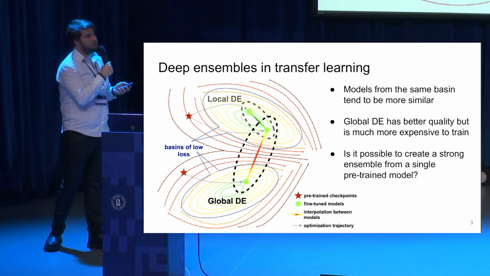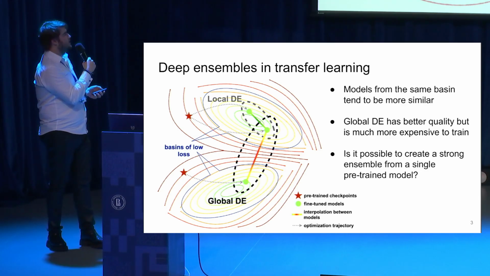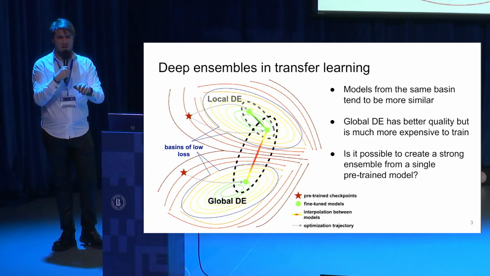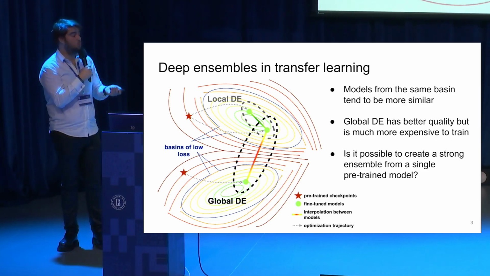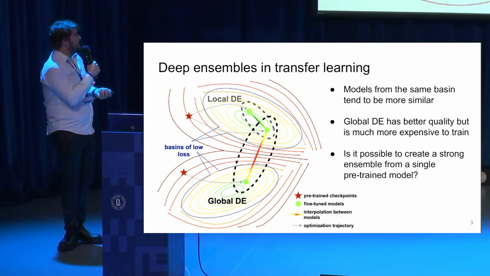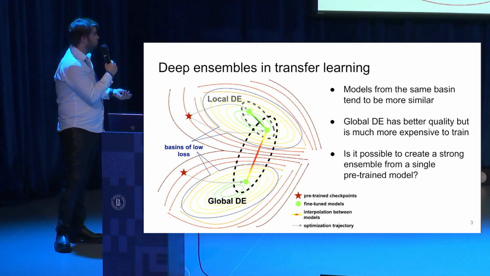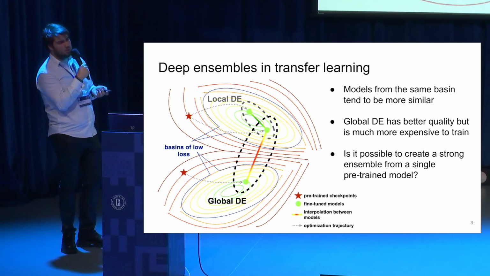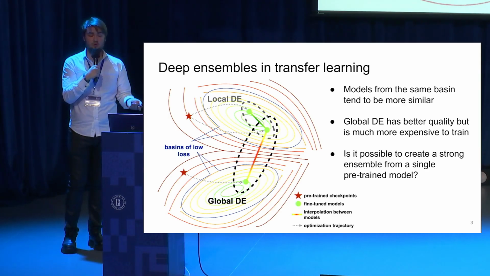The resulting models are located in the same so-called low-loss basin, and because they live in the same region of the loss space, the models are quite similar, but when we construct ensembles, we want the models to be as diverse as possible. So actually, the quality of such an ensemble is not very high. Another option is to take several pre-trained models, which are pre-trained independently from each other, and then fine-tune each model to the target task. In fact, the models which we obtain in this scenario will be located in different basins, which means that they will be more diverse, and thus will form a better ensemble.